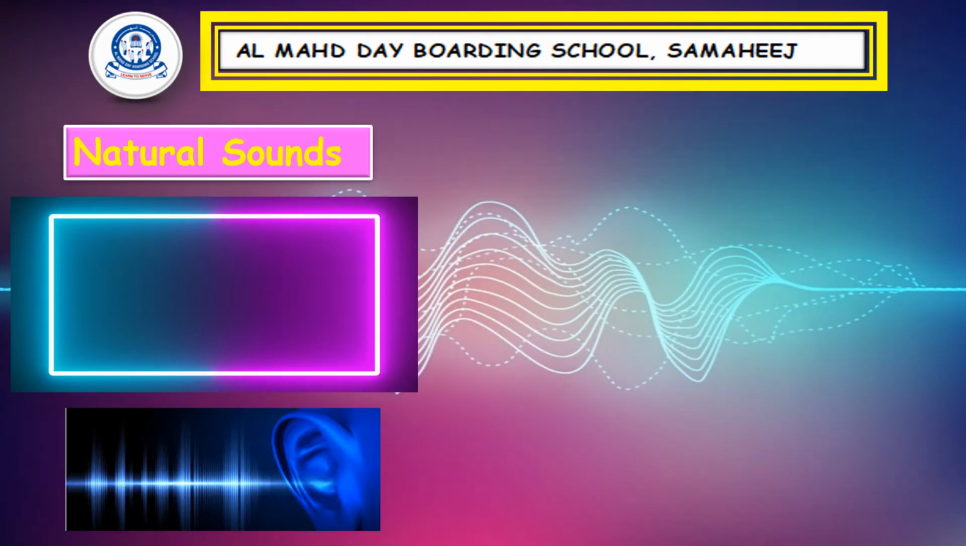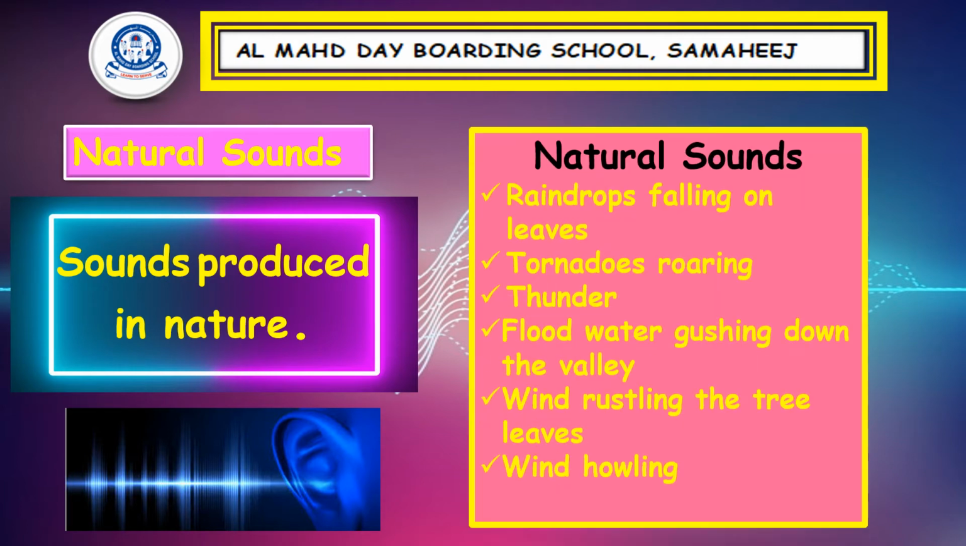Natural sounds are sounds produced in nature. What are the common examples of natural sounds? Raindrops falling on leaves, tornadoes roaring, thunder, flood water gushing down the valley, wind rustling the tree leaves, and wind howling. So these are examples of natural sounds produced in nature.